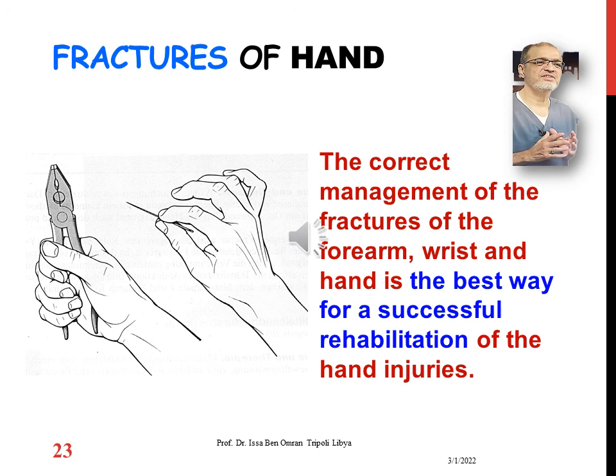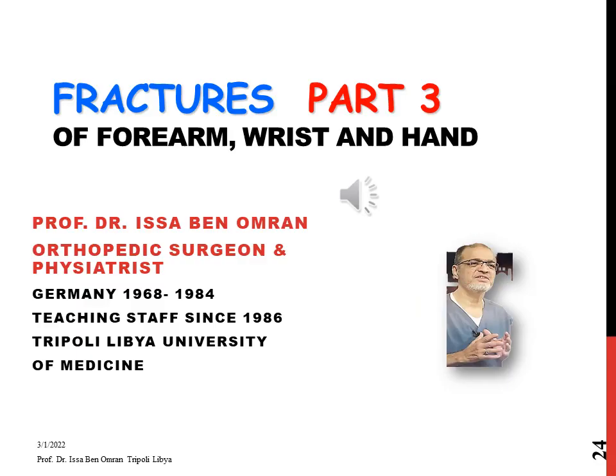At the end of this group, we should remember that the correct management of fractures of the forearm, wrist and hand is the best way for a successful rehabilitation of the hand injuries. This is very important. So this was the end of part 3 of fractures of forearm, wrist and hand.